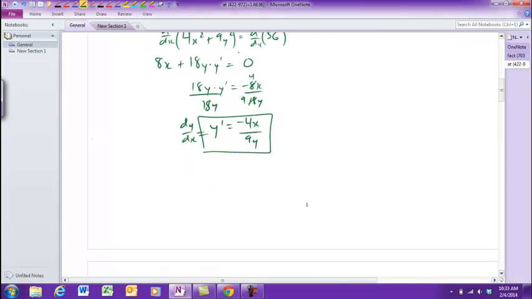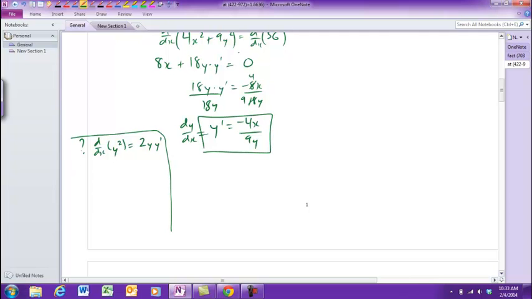Now, in case you were trying to figure out why d dx of y squared is equal to 2y y prime, that's what we got here, right? And the 2 got multiplied by the 9 to give us 18.